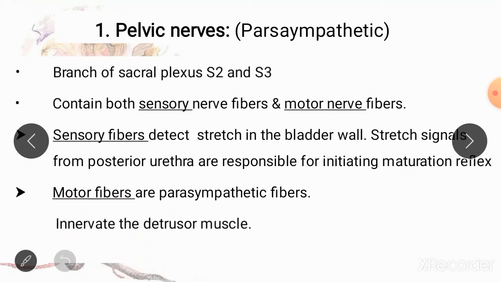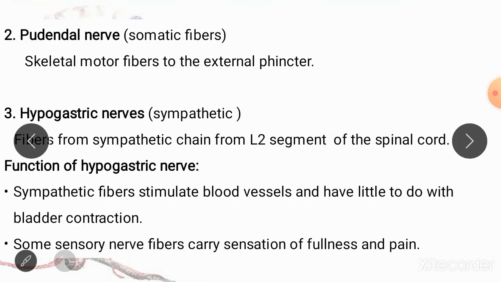And through this same nerve, the spinal cord sends back signals to the bladder and causes it to contract. So sensory fibers are also present in this nerve, which go to the relay center in the spinal cord, and the spinal cord sends motor signals through this nerve for the contraction of the bladder. Then we have the pudendal nerve. As I mentioned before, it is a somatic nerve and it innervates the skeletal motor fibers of the external sphincter.